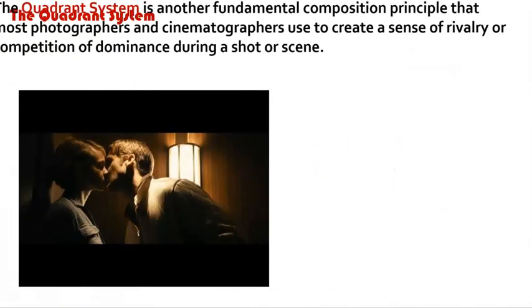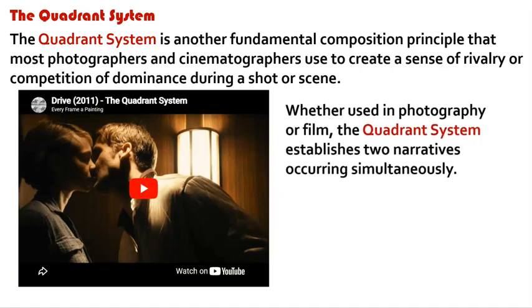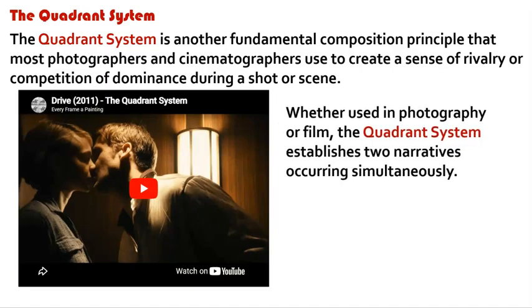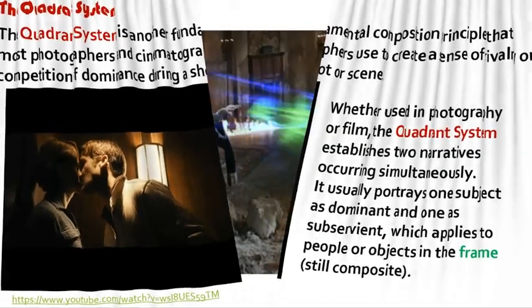So I put this video on, but I do want to explain it just a little bit further as well, and you can watch the video on your own. The quadrant system is a further fundamental composition principle that most photographers and cinematographers use to create a sense of rivalry or competition or dominance during a shot or scene. Whether used in photography or film, the quadrant system usually establishes two narratives occurring simultaneously. It usually portrays one subject as dominant and one as subservient, which applies to people or objects in the frame.